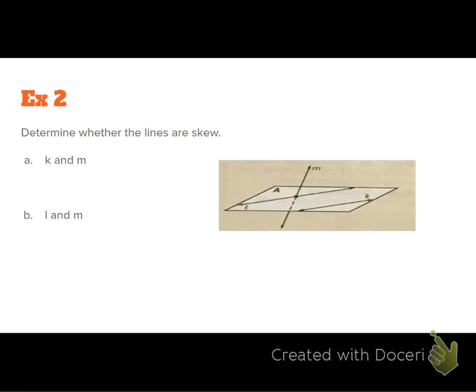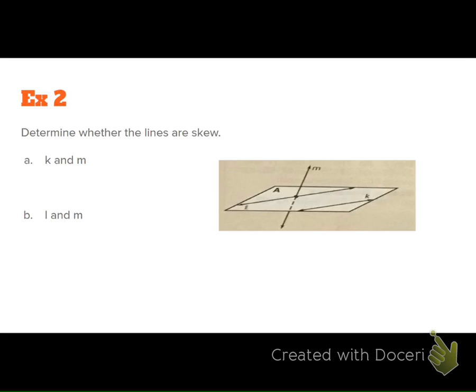So we're talking about this one here and this one here. Do these two lines intersect? This one and this one? We're talking about this one here and this one here. Do they cross? Nope. So we see they don't cross. They don't lie in the same plane, so they are skew.